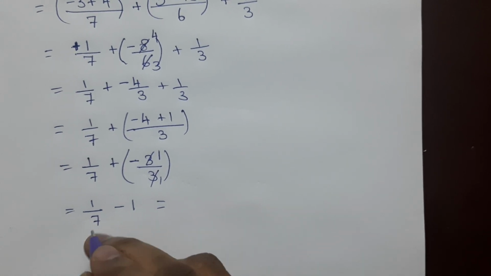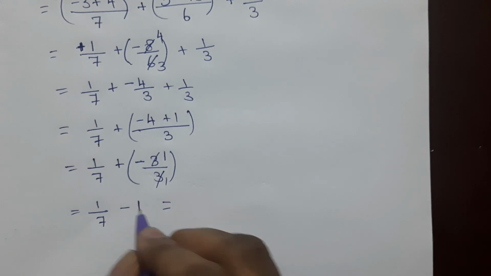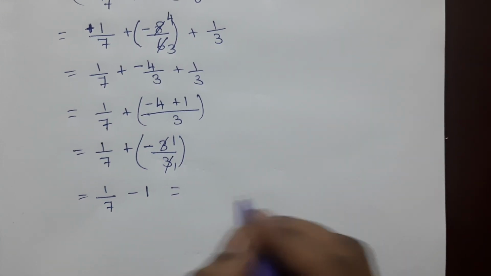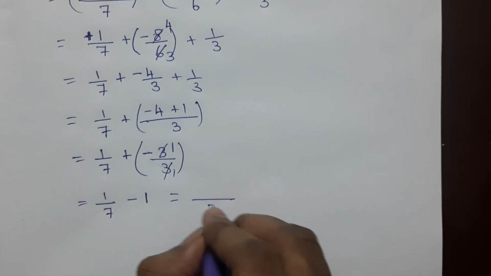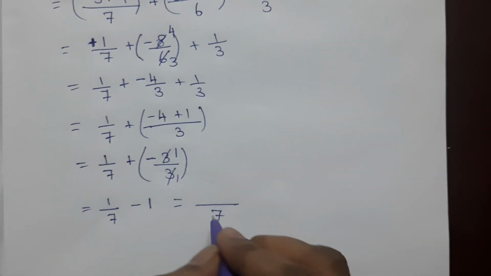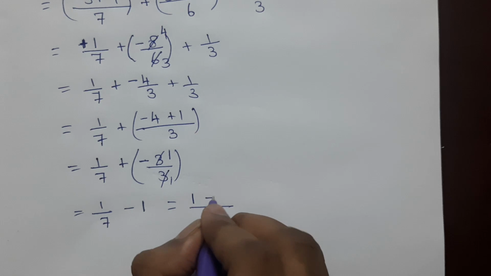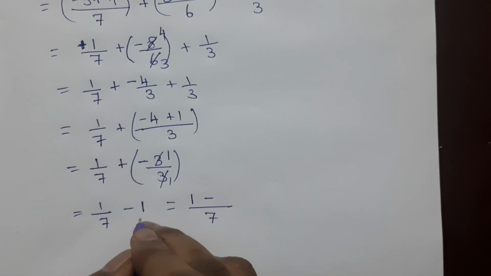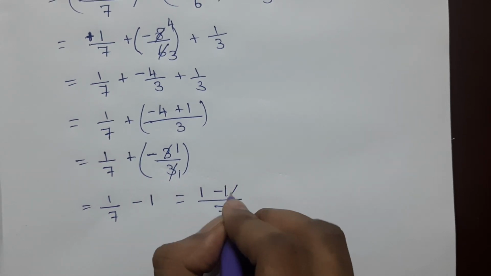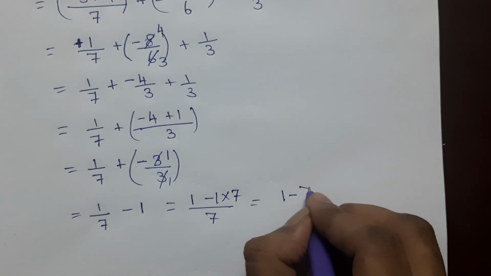That is equal to, here 1 by 7 minus 1 we have. Here what type of number is this? 1. It is also a rational number. So we have to take the LCM. LCM is 7, and already we have 7 in the denominator for the first term. So just directly you can write 1. But in the second term we don't have a denominator. So just multiply by this denominator. 1 into 7. That is equal to 1 minus 1 7 is 7.